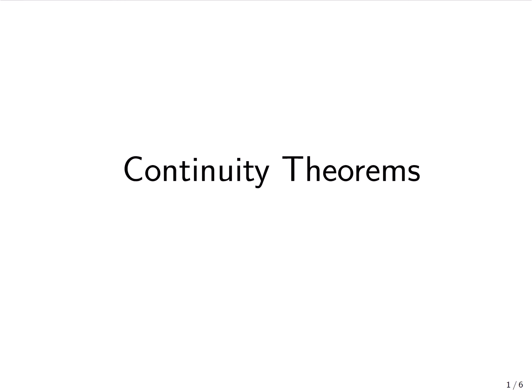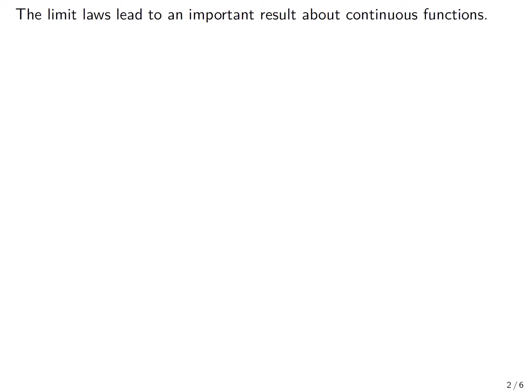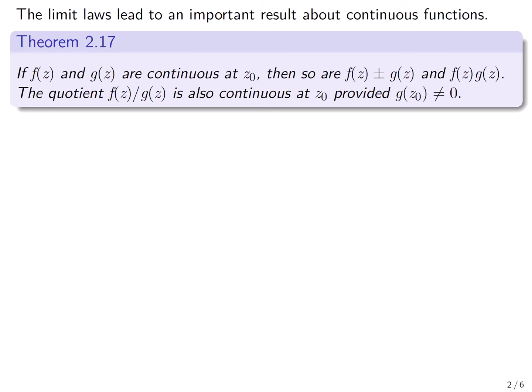In this video, we're going to learn about continuity theorems. The limit laws lead to an important result about continuous functions. The theorem says that if f(x) and g(x) are continuous at c0, then f(x) plus or minus g(x) and f(x) times g(x) are also continuous at the same point. In addition, the quotient is continuous at z0 if the denominator function is not zero at the point.